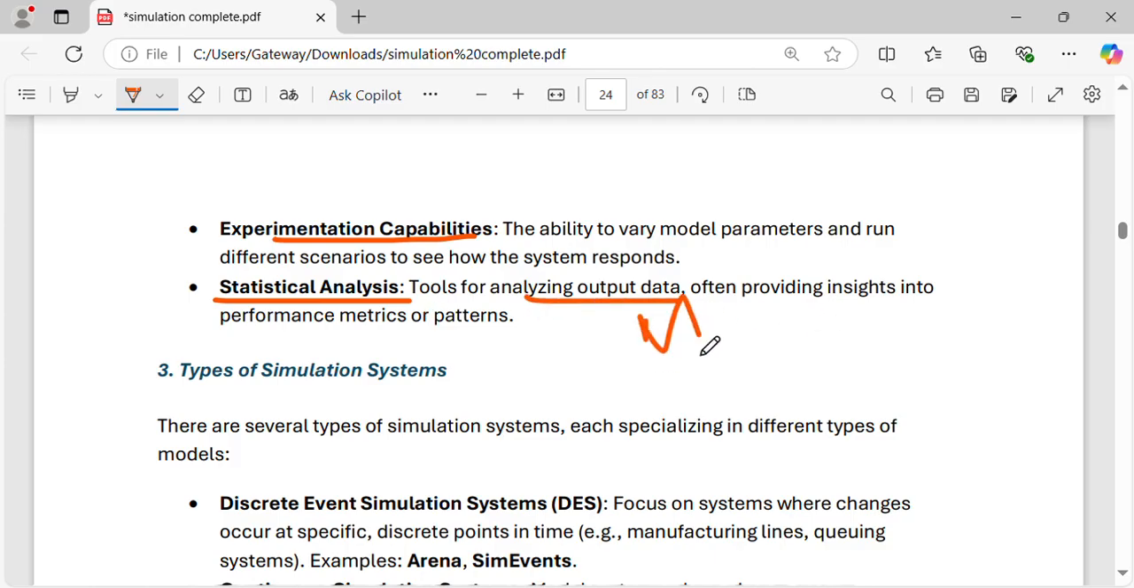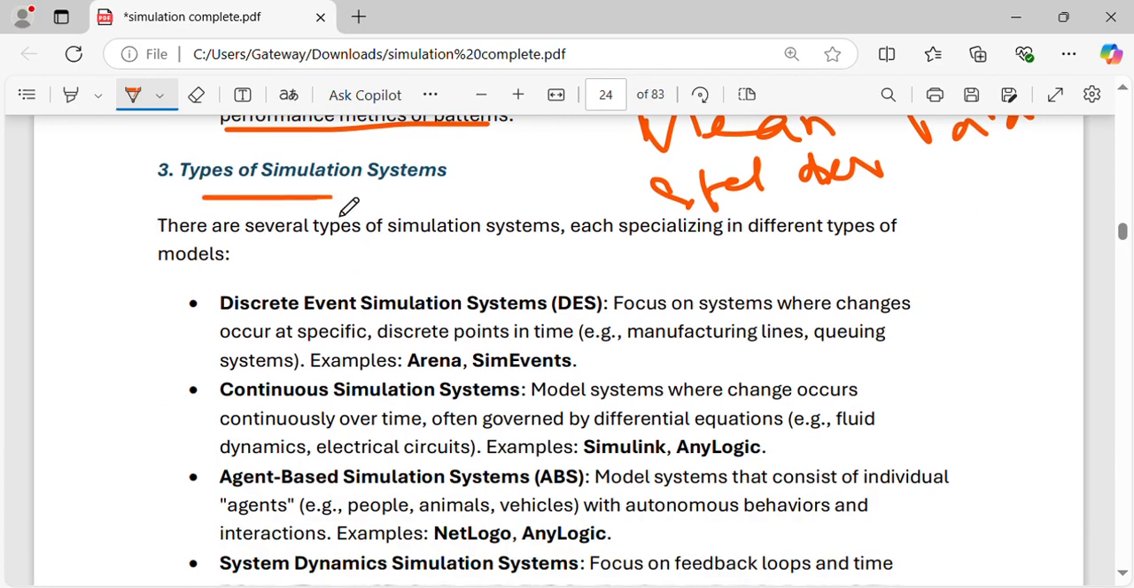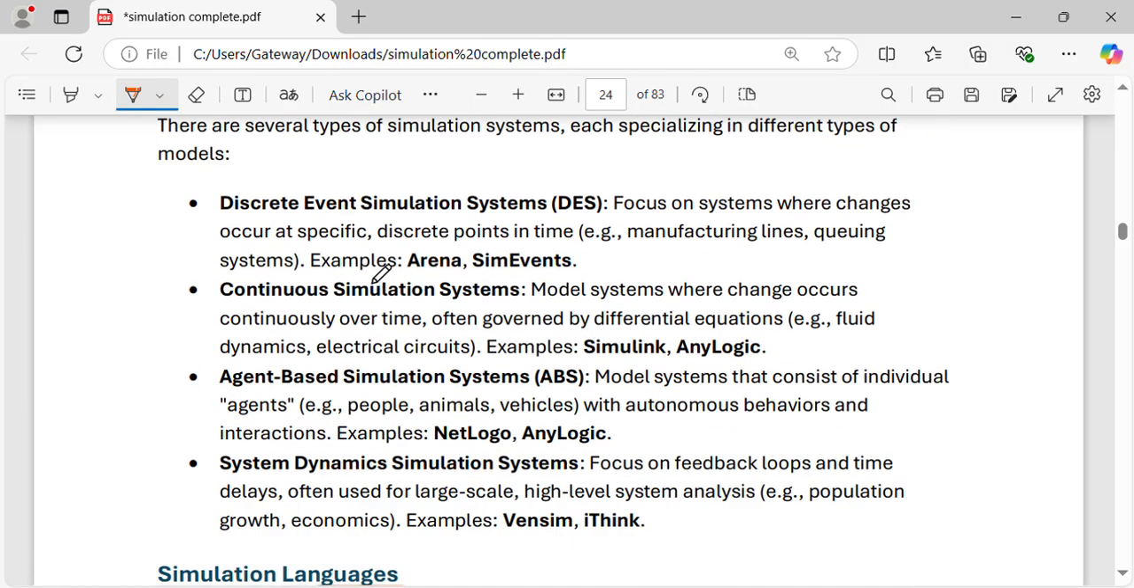You can search for the mean, standard deviation, these kinds of statistical terms. You can find them from these systems, right? There are types of simulation systems, just as there were types of the systems themselves, and types of the models themselves. That's why there are also types of simulation platforms that you can use to simulate the system you want.